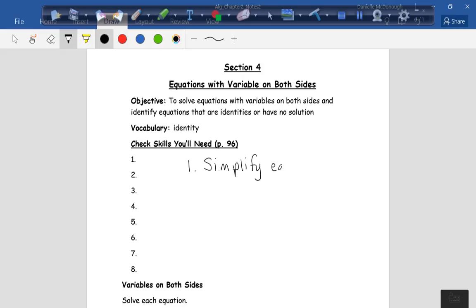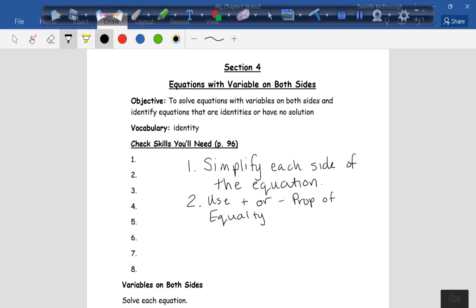each side of the equation. So simplify each side of the equation, and we'll take a look at what that means in just a second. But basically what you want to do is use the distributive property and combine like terms on each side of the equal sign. The second thing we want to do is use the addition or subtraction property of equality to get the variables to one side of the equation.